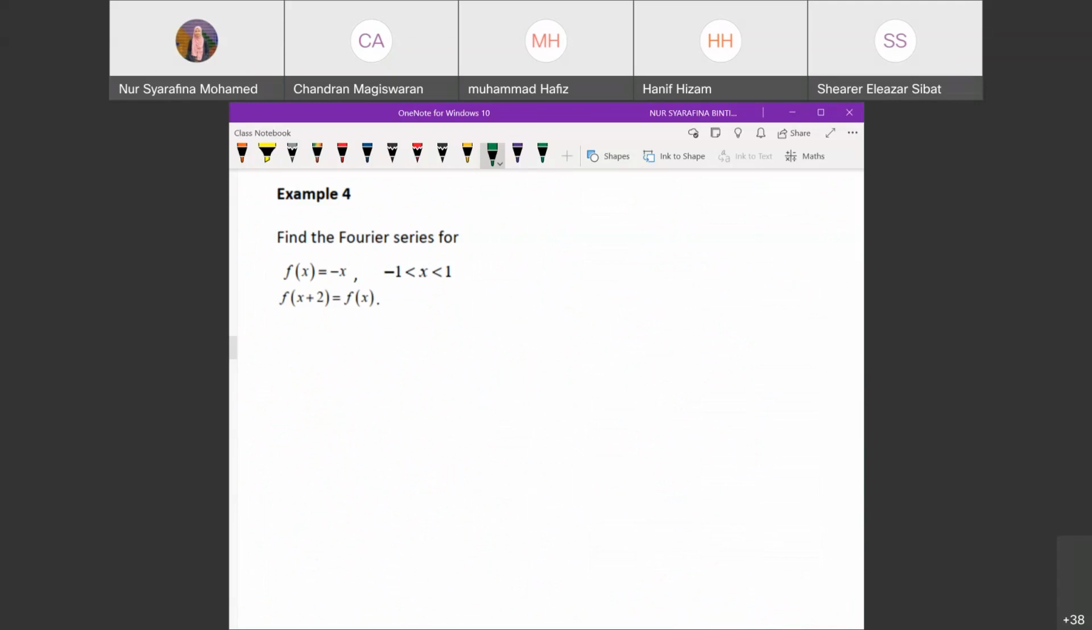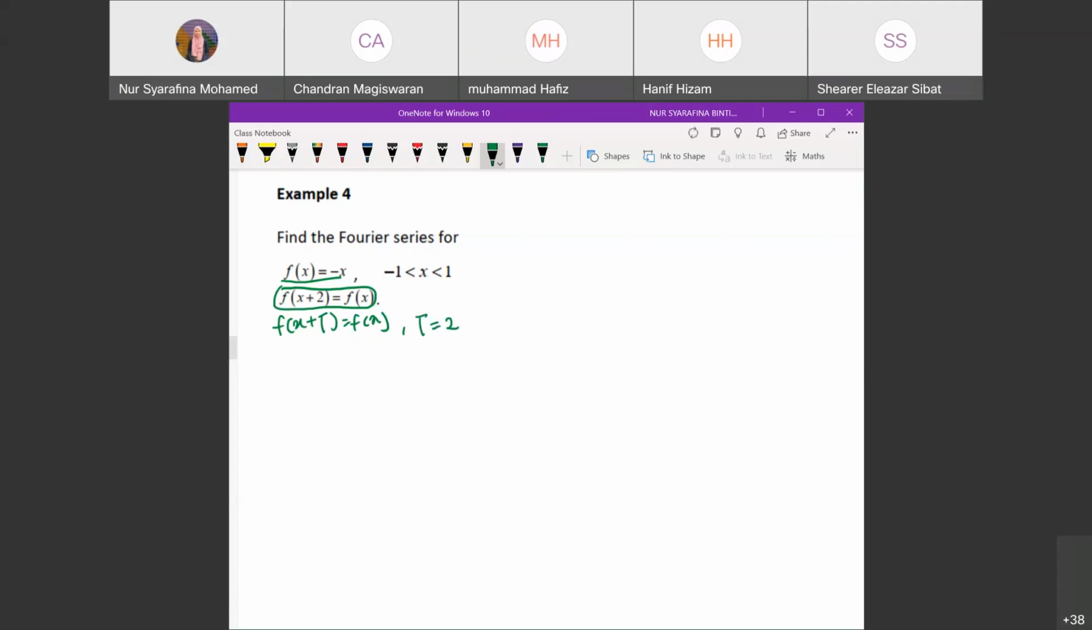Now recall the periodic function definition. This is a periodic function. Of course, this is a periodic function because it is given f(x + 2) equals f(x), where you know that f(x + T) equals f(x). So this is a periodic function where, as you can see here, T equals 2. So for this case, T is given as 2.